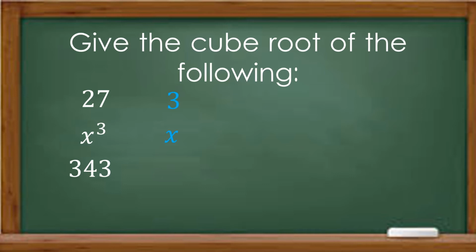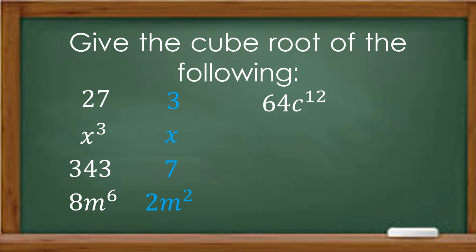So cube root of 343. What number will you multiply 3 times by itself to get 343? That is 7. So cube root of 8m to the 6th power. What number will you multiply 3 times by itself to get 8? Then divide 6 by 3. So the cube root of 8m to the 6th power is 2m squared.